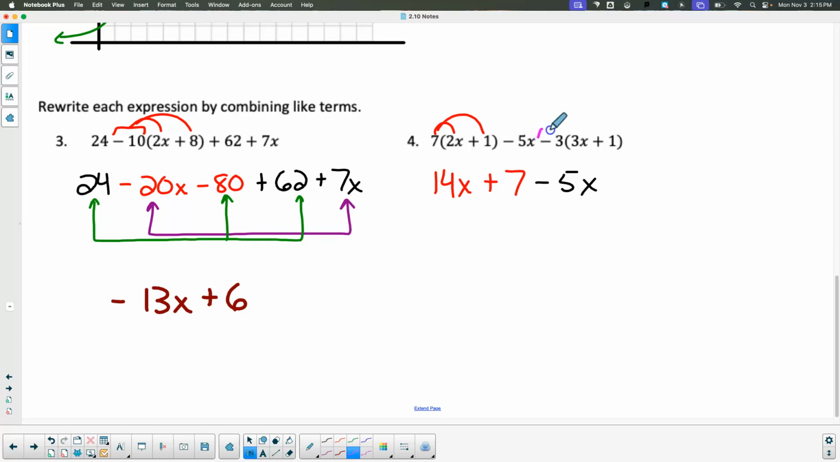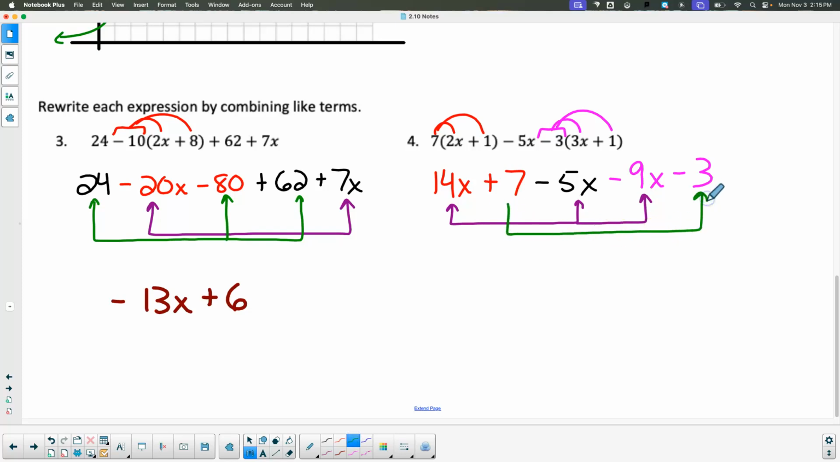Had to double distribute on this one. So then now I've got 3 x's. 14x minus 5x is 9x. Minus 9x is 0x. So that means that term is totally gone. Positive 7 minus 3 is 4. So this one simplifies down to just 4. Questions on either one of those two?